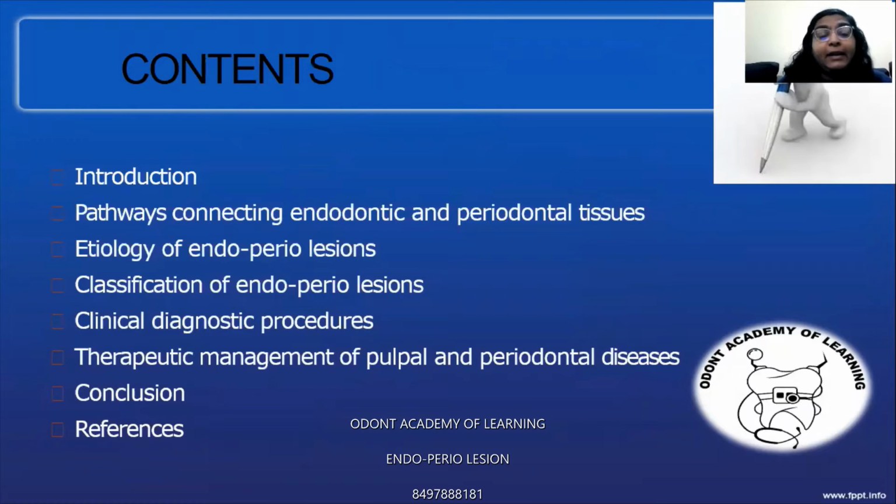So, I will be covering the following topics: introduction, the pathways connecting the endo and perio tissues, etiology of endoperio lesions, classification of endoperio lesions, followed by the clinical diagnostic procedures, and then therapeutic management of pulpal and periodontal diseases, followed by conclusion and references.